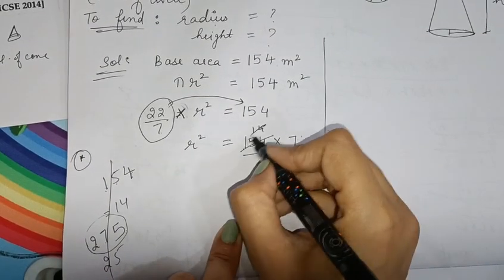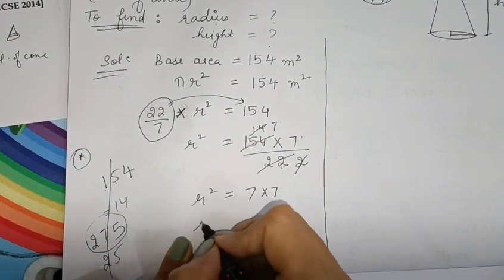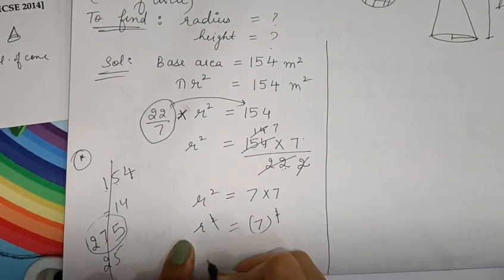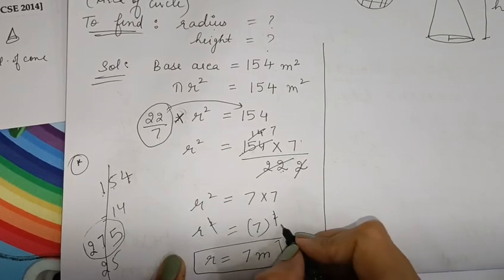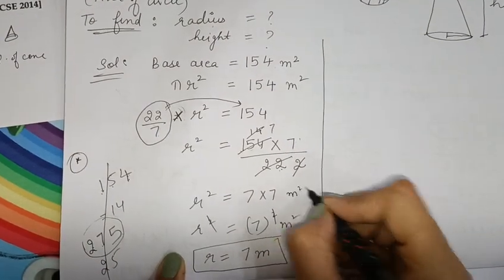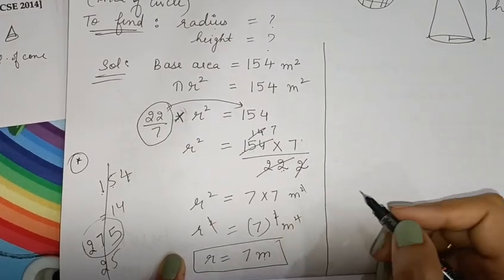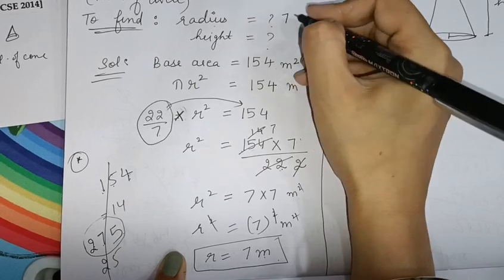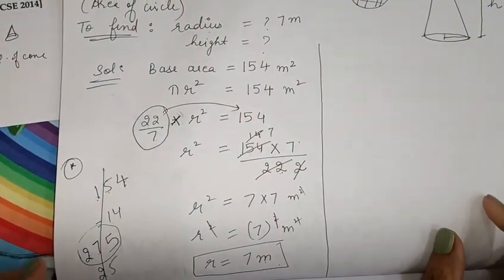So 2 into 7. So r square is equals to 7 into 7. R square is equals to 7 square. Square and square will get cancelled. So r is equals to 7 meter. Here we have meter square also. This square also will get cancelled. So meter only will be left behind. So r's value we have found. First part of the question is done. The value of r is equals to 7 meter.